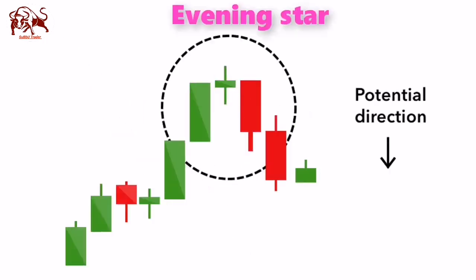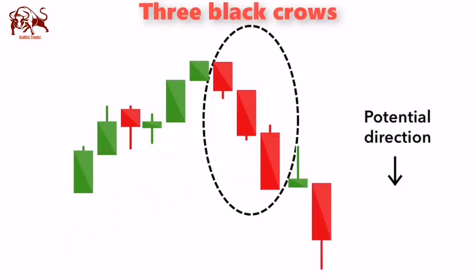Evening star. The evening star is a 3-candlestick pattern that is the equivalent of the bullish morning star. It is formed of a short candle sandwiched between a long green candle and a large red candlestick. It indicates the reversal of an uptrend, and is particularly strong when the third candlestick erases the gains of the first candle.